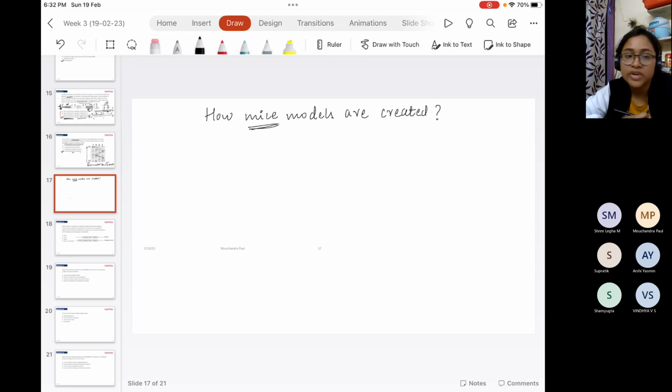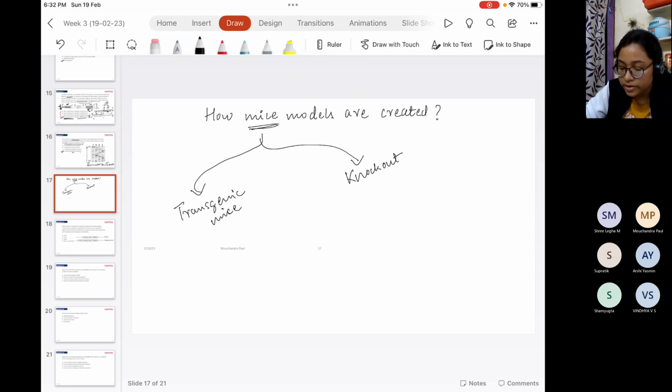Okay, and in all very good papers, people prove it. Whatever results they have gotten in vitro, means in lab setup, they try to mimic those results in vivo using mice models to give much more concrete proof for their work. So how are these mice models created? Okay, so people generally use either a transgenic mice or a knockout.